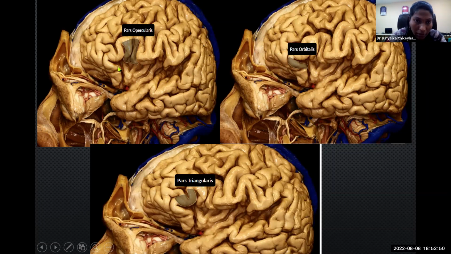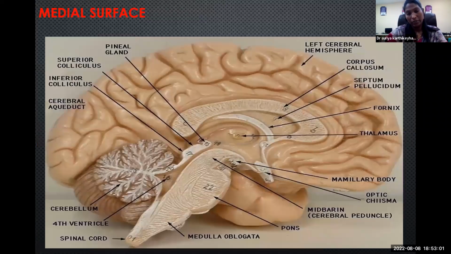We have to trace this area. This is pars orbitalis, and then this is pars triangularis. And posteriorly, near the operculum, it is pars opercularis. Okay. Moving on to the medial surface.